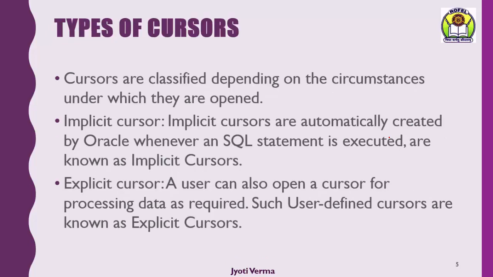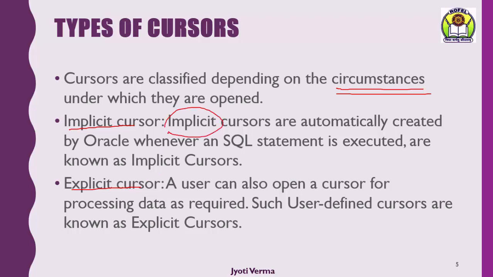Now, there are two types of cursors, implicit cursor and explicit cursor. Now, the type of the cursor totally depends upon the circumstances under which they are opened. Means what? Under which condition a cursor is opened determines the type of the cursor. A cursor can be implicit cursor or it can be an explicit cursor.